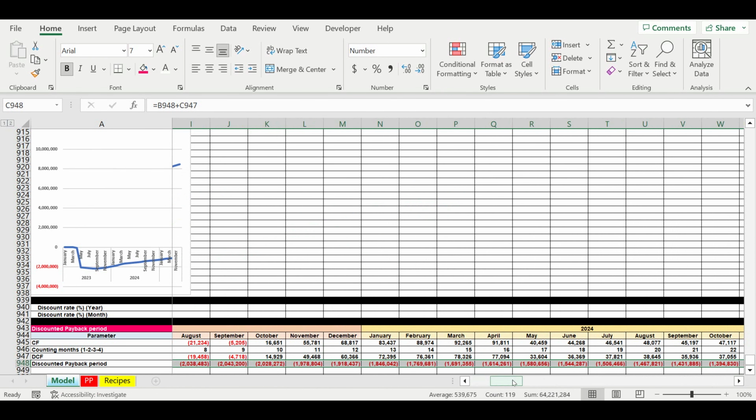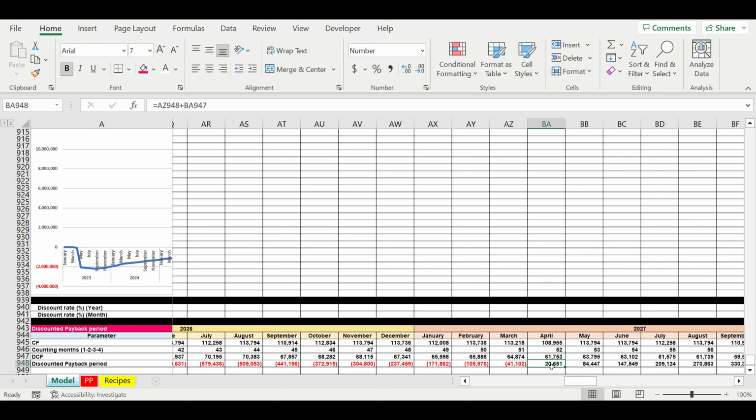So here the logic is the same like we had for simple payback period. When the negative cumulative cash flow turns to positive, so April 2027 will be the point on the timeline where the discounted cash generated by the business itself equals the amount of money that we've invested in it. So this is the payback moment.